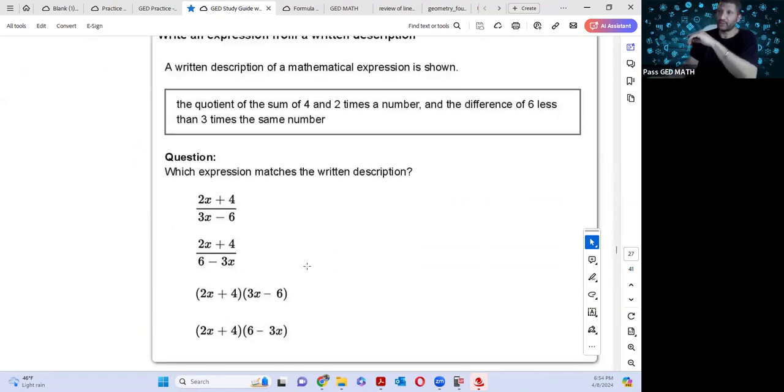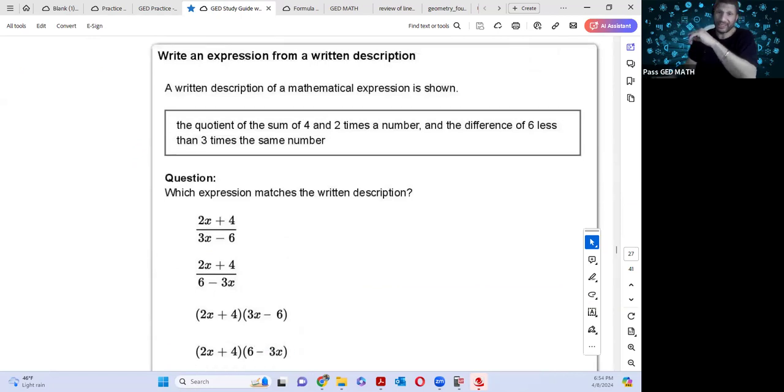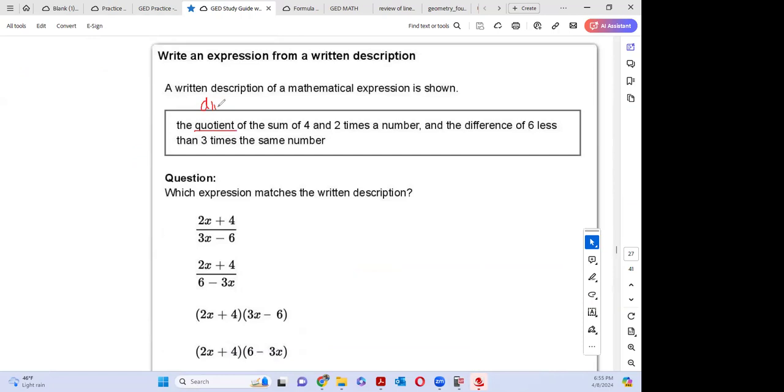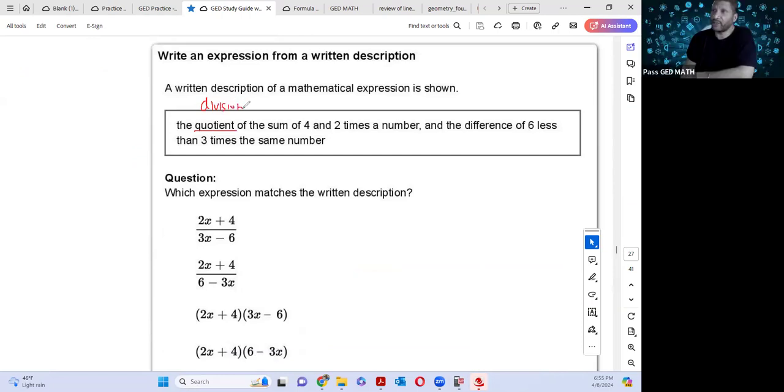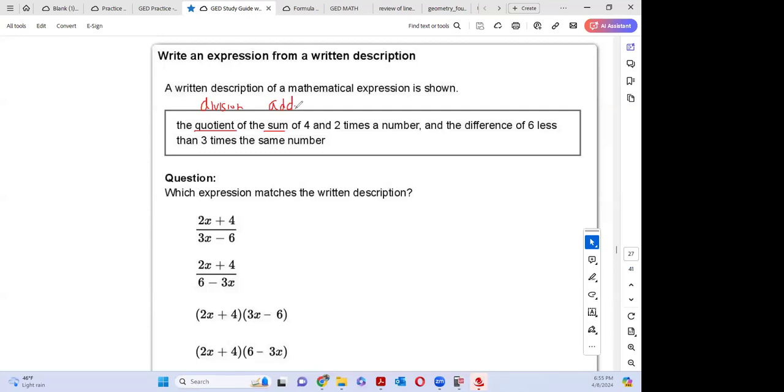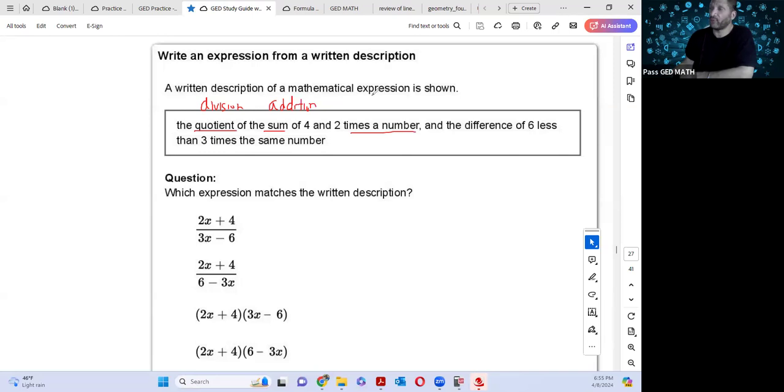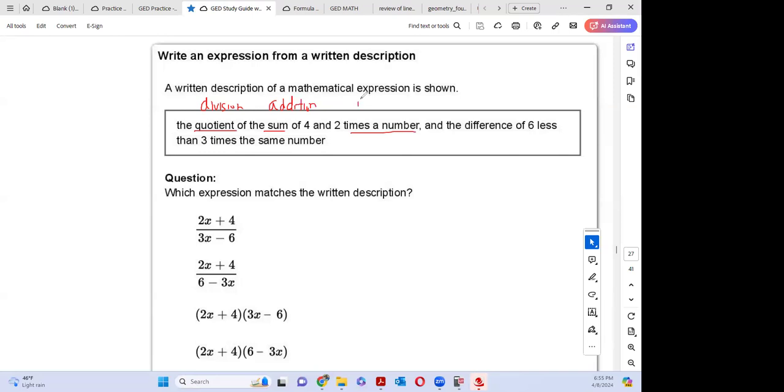Algebraic expressions. You're going to have 2 or 3 of these. You've got to know what certain words mean. Quotient means what operation? Division. Got to know it. Sum is what operation? Addition. Got to know it. Times a number is what operation? It's multiplication. Gotta know it.